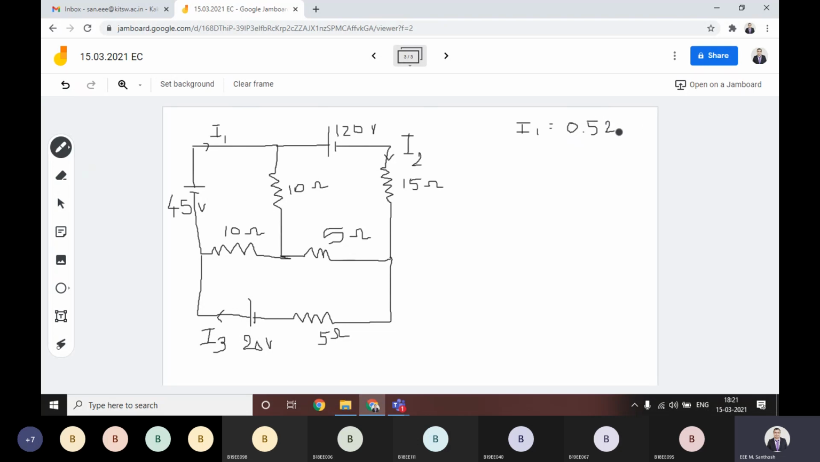Anyone else got these values? Minus 3.77 amperes. I3, you got exact values, 0.318 amperes.